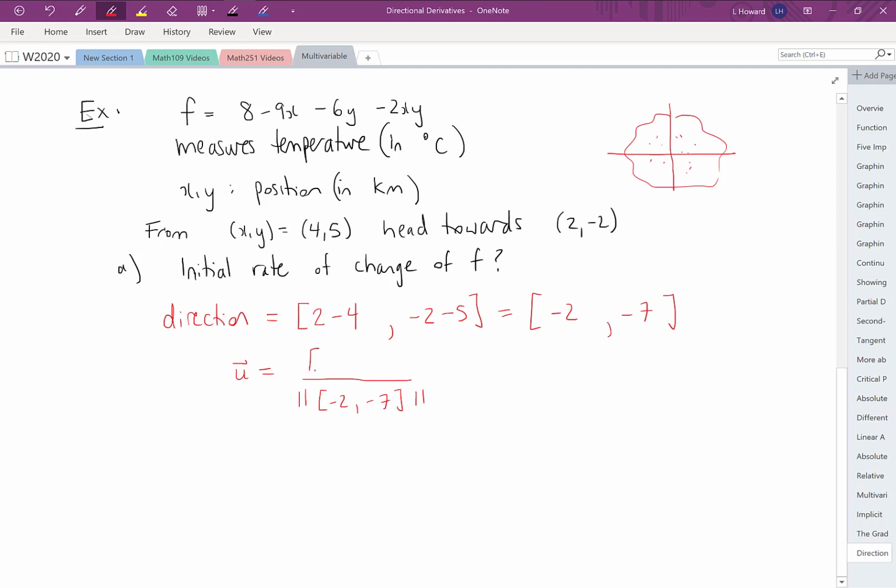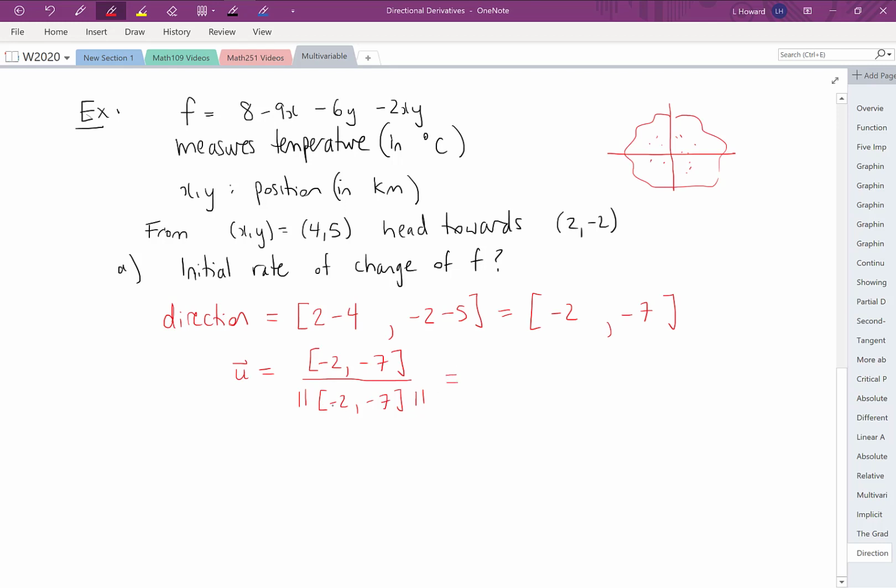So vector u is going to be our vector -2, -7 divided by its length. In other words, if your direction vector were 3 units long, you would just divide that by 3 to create your unit vector. So to get your vector u, take your direction vector, divide by its length.